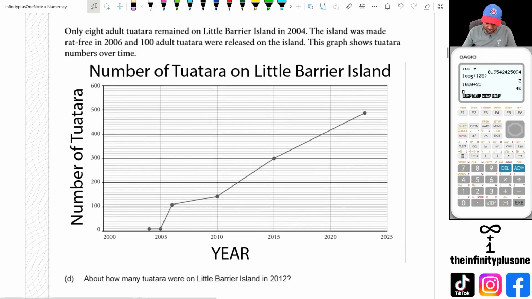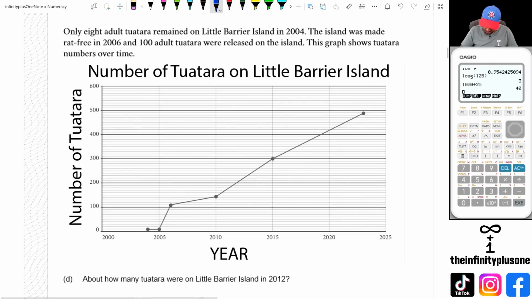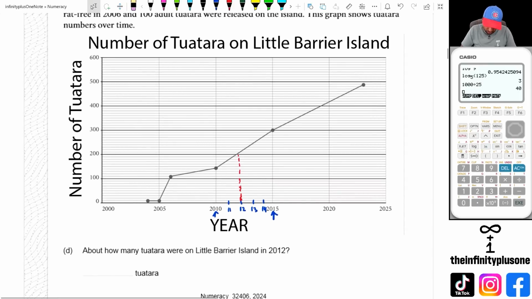All right, so next question is about how many tuatara were on Little Barrier Island in 2012. So we've got 2010 at the bottom here and 2015 here. So I guess we're gonna go 1, 2, 3, 4, so 11, 12, 13, and 14. And if we look at 2012, I think it's roughly 200. I'll probably go with 200 tuatara.